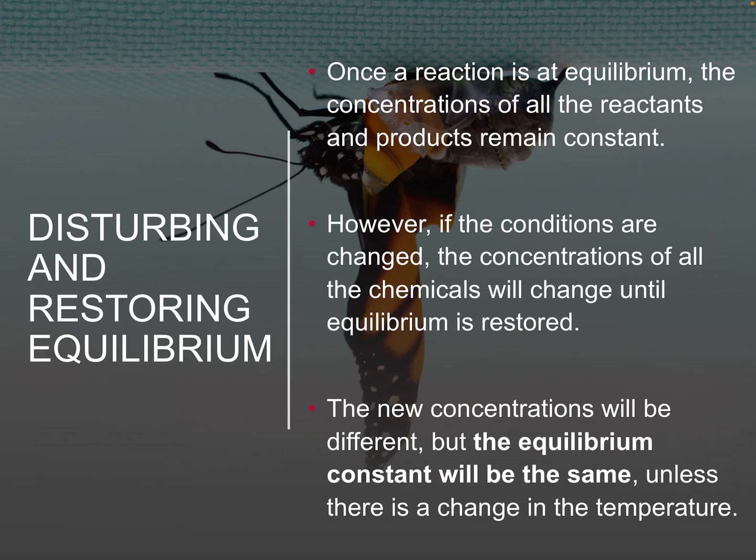It will start to make more products so that we can get back to that equilibrium, okay? The new concentrations will end up being different because you've added something, maybe a reactant. So the new concentrations will all be different because there's more stuff in there, right? But if you went through and plugged it into the equilibrium expression, the equilibrium constant will be the same. Like I said, unless there's a change in temperature. But for now, since we're just looking at concentrations, let's talk about that.